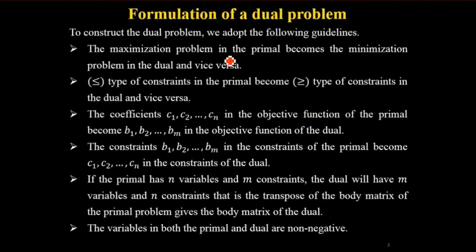The maximization problem in the primal becomes a minimization problem in the dual, and vice versa. So if in primal we have a maximization problem, then the dual becomes a minimization problem. Within LPP we have one maximization problem and one minimization problem. Understood? If initially it is given a maximization problem, then its dual will be a minimization problem. If initially it is given a minimization problem, then its dual will be a maximization problem. Now the inequality types: a less than or equal to type of constraint in primal becomes greater than or equal to. If you are dealing with a maximization problem with less than type constraints, the dual will be a minimization problem with greater than type constraints. Okay, that is very important. If the constraints are provided as less than, then the dual constraints will be greater than type, or vice versa.